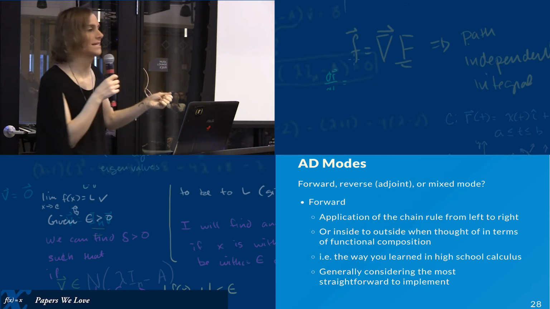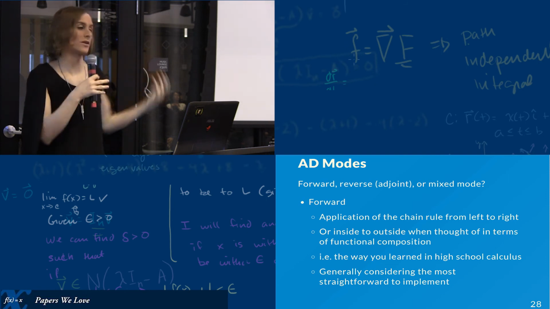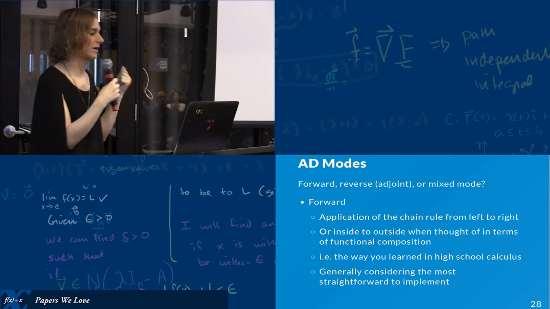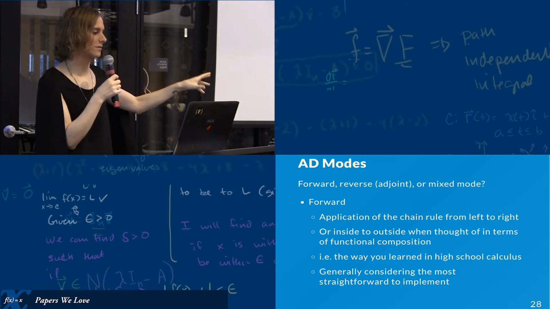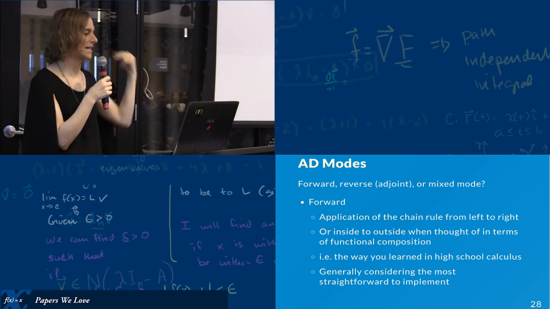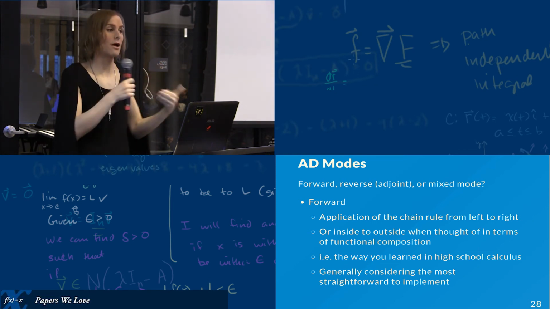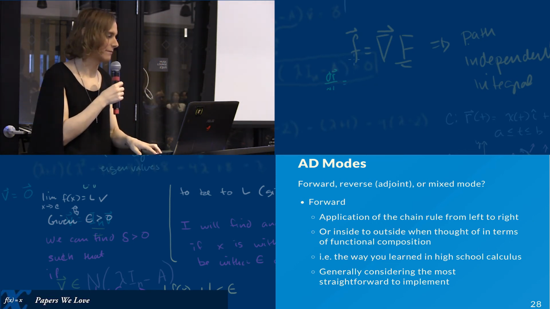Forward mode is what we've already seen, and it's pretty much the typical thing that you learned when doing calculus by hand, right? Application of the chain rule goes from right to left. If you think about it in terms of functional composition, then we're going from inside to outside. So it's straightforward, both to think about and to program. So not much to say about that.